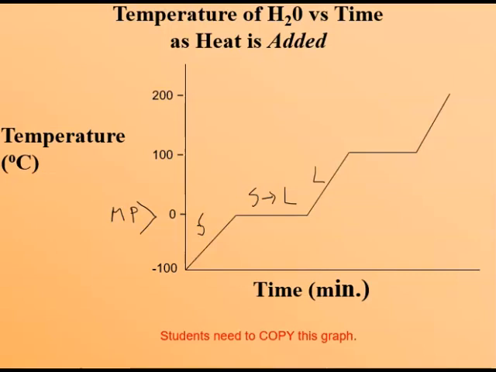Then when the water gets up to 100 degrees, it changes from a liquid to a gas, and so that temperature is the boiling point. When water is boiling, it maintains 100 degrees Celsius. It does not get hotter. And then once all the water has changed, it becomes a gas.